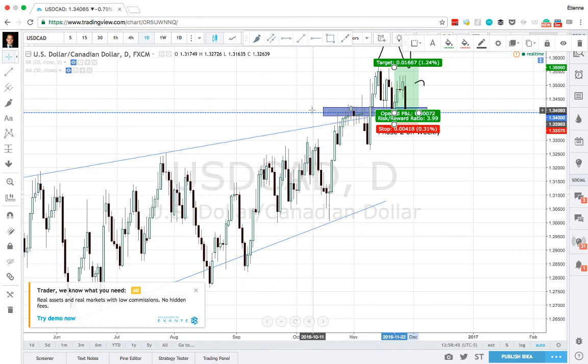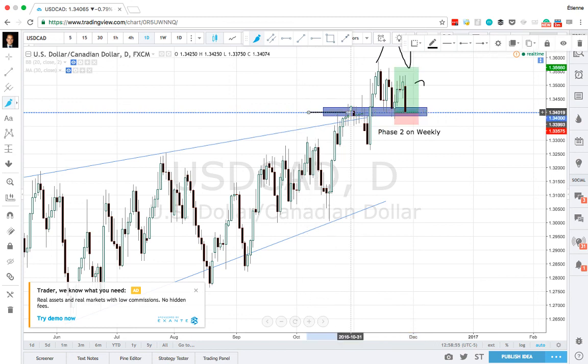Still waiting to see how that level is going to react. It's 1.34. We'll see how strong it is, if it holds or not. But I expect the level to be pretty strong, unless we have some news or something.